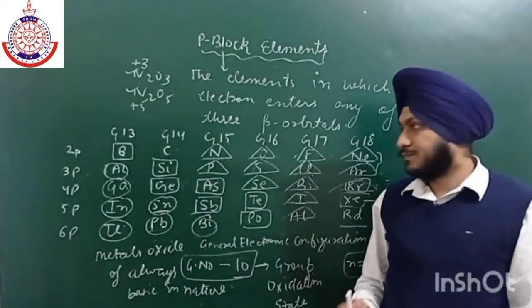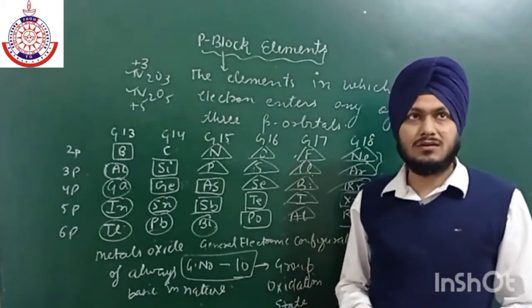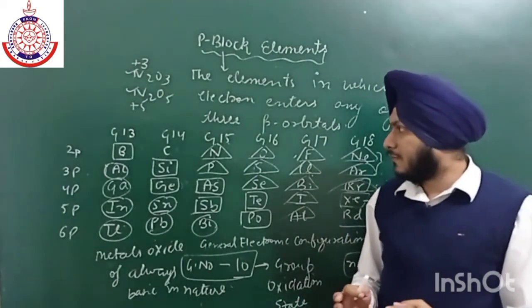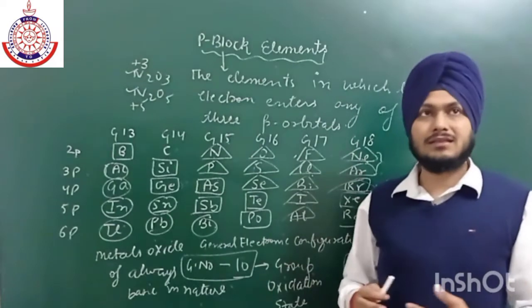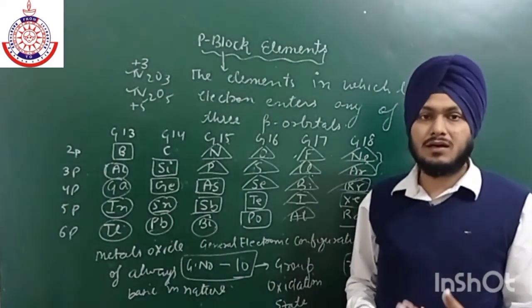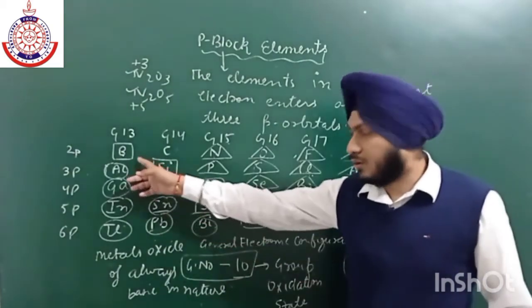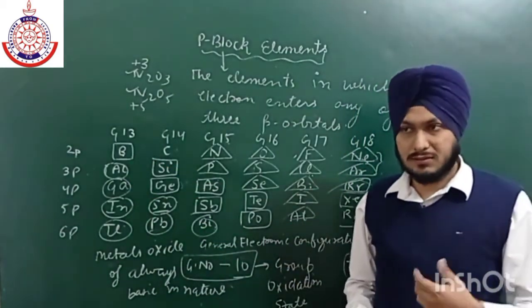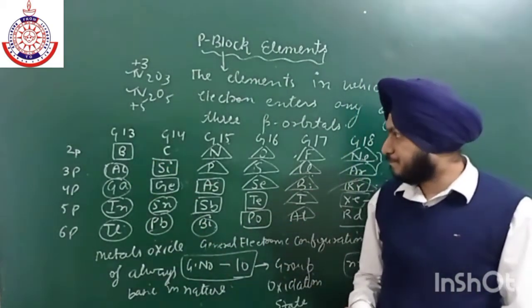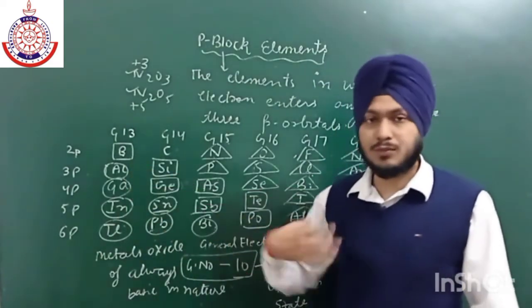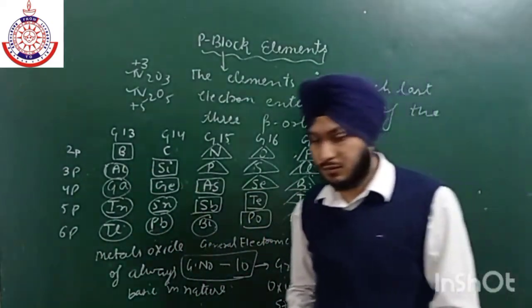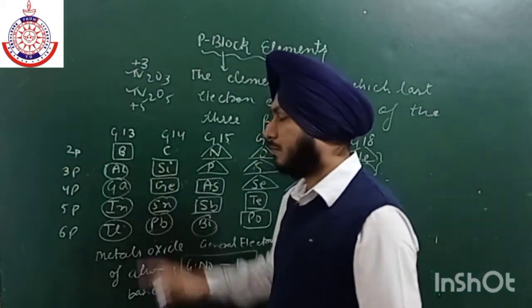You have to keep in mind this thing also, that if we talk about boron, it has a tendency to show acidic as well as basic nature. So this is boron, not beryllium. I think I have already taken it as beryllium instead of boron. So this is boron, not beryllium.